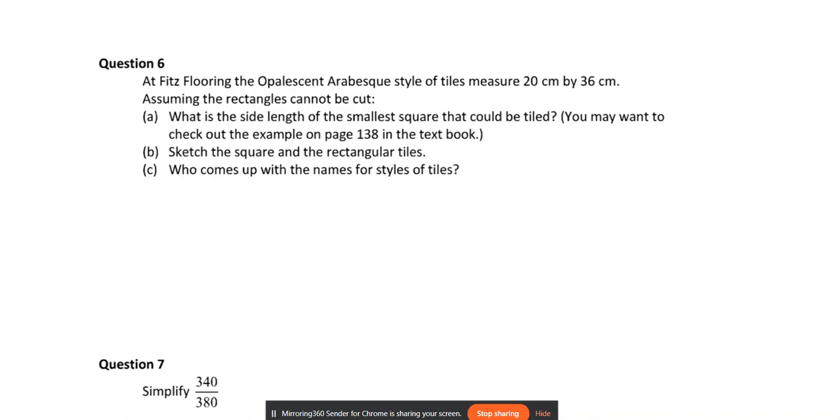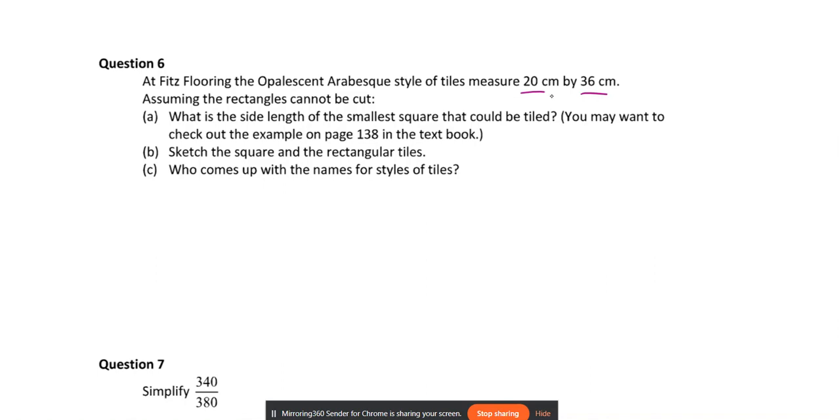You guys will have a question like this when you get going too, so I'll go through this one. It says, at Fritz Flooring, the whatever style of tiles measures 20 by 36 centimeters. Assuming the rectangles cannot be cut, what is the side length of the smallest square that could be tiled? So there's an example there. The problem with this question is not that it's hard, it's figuring out what we even need to do here, right?